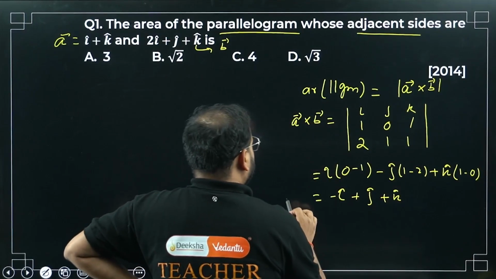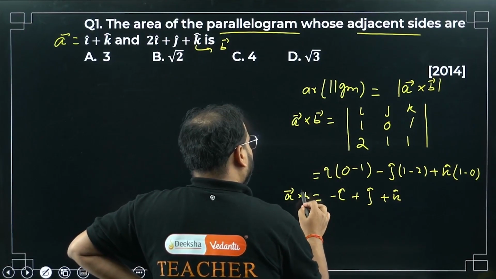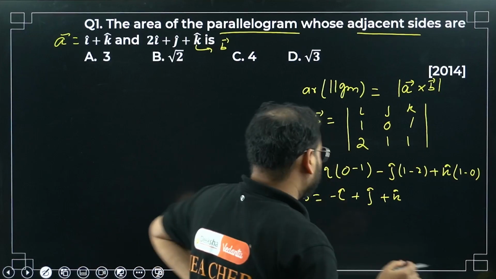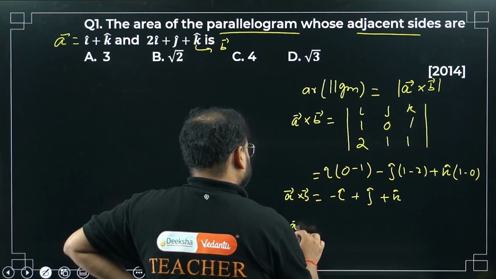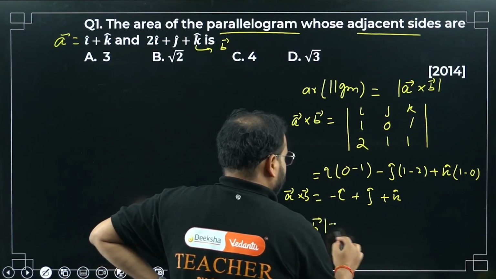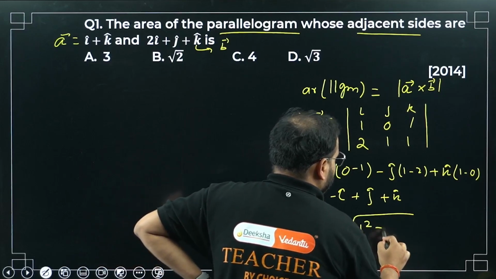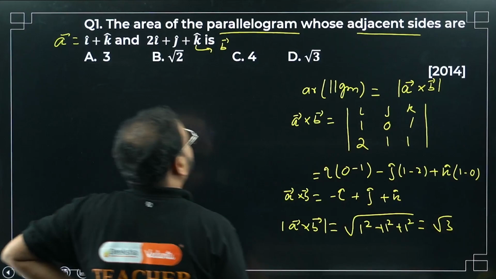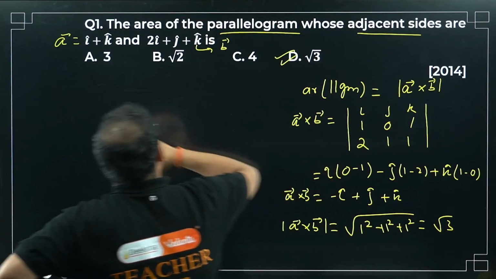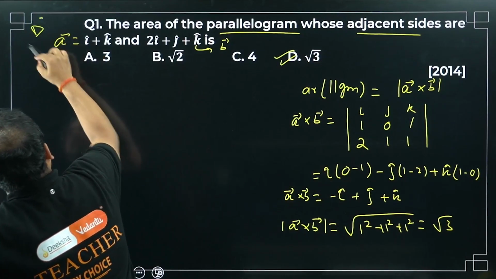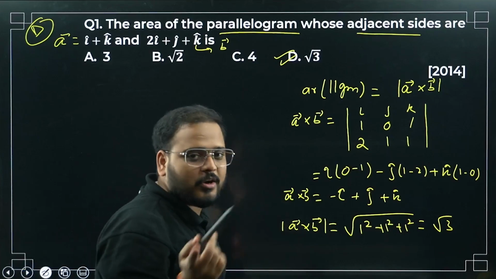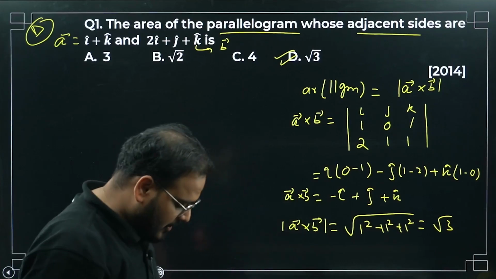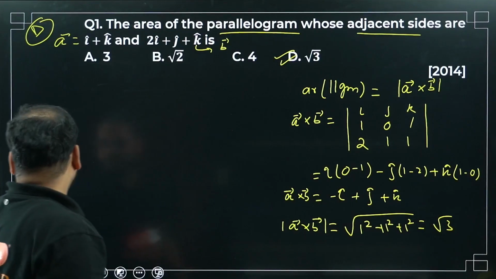This is my A cross B. But is this the answer? Of course not. The answer is the mod of this, which is given by 1 squared plus 1 squared plus 1 squared, simply root 3. Option D is the correct answer. Everyone got this answer right? Of course you did. Let's move on to question number 2.